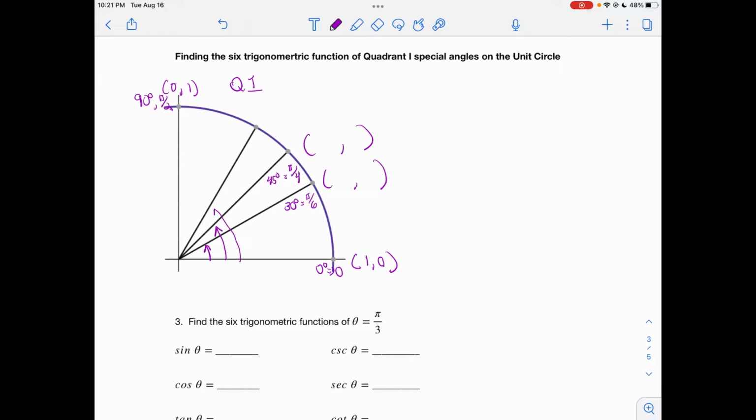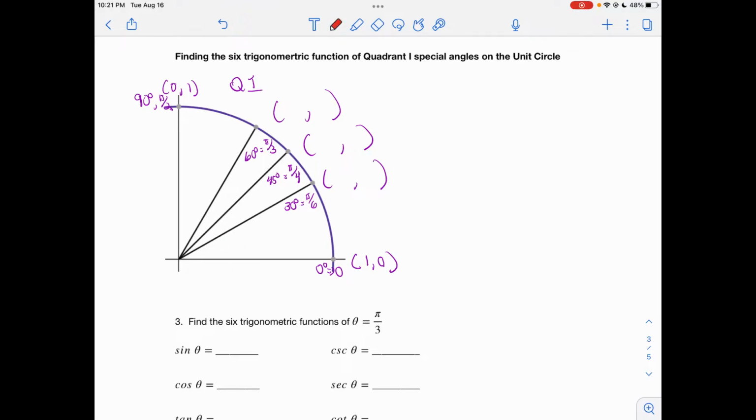And finally, the last special angle in quadrant 1 is 60 degrees or pi over 3. And it has this special thing. Now, how do we figure out these ordered pairs? Well, you can do your right triangle trig. You can draw a 30, 60, 90 right triangle and use those ratios from right triangles to figure this out. I'm not going to go through that process. You can check it on your own if you want to.